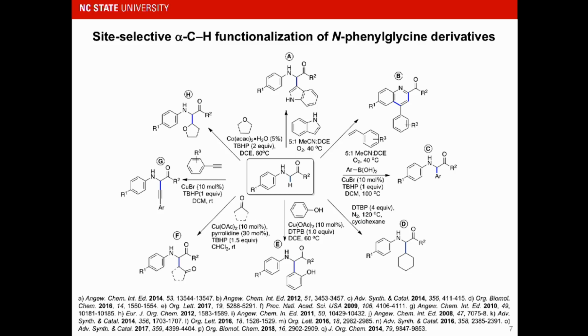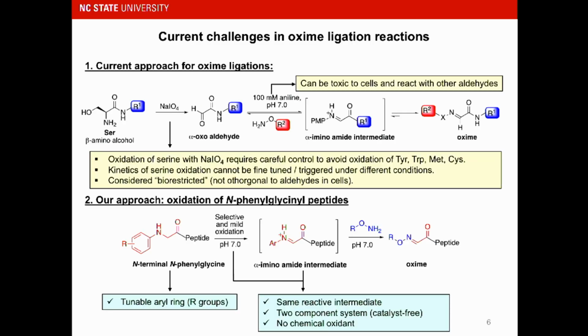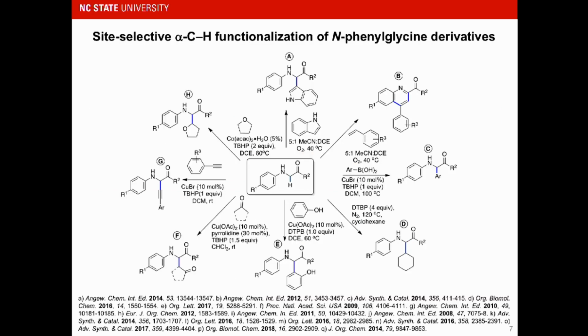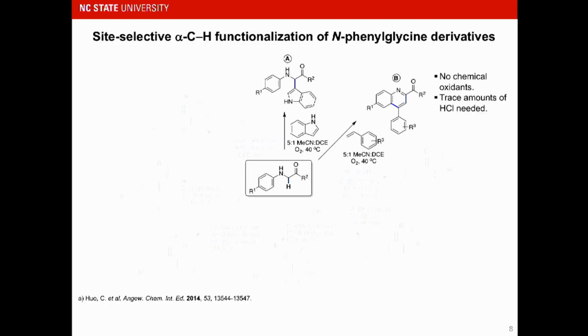So if I go back a slide, we really want to be able to do this in the context of bioconjugation, mild conditions. So we've got to get rid of all these chemical oxidants and hopefully be able to do this under mild conditions in water. So I'm going to focus in on these 2 reactions that were published in 2014 that actually show that you can do, again, a site-selective carbon-carbon bond formation on an N-phenylglycinyl derivative.